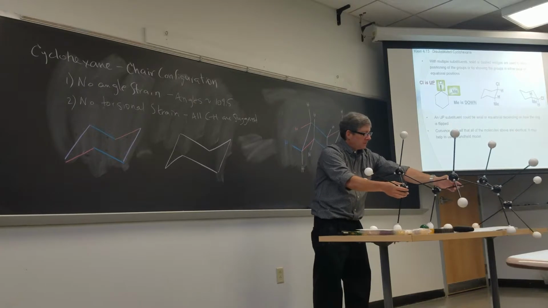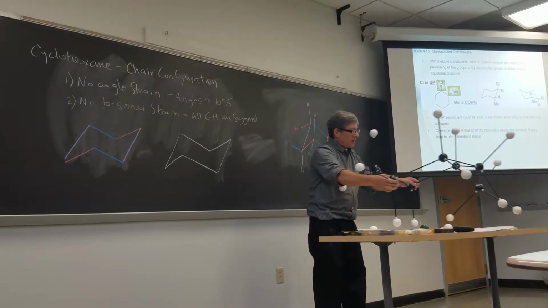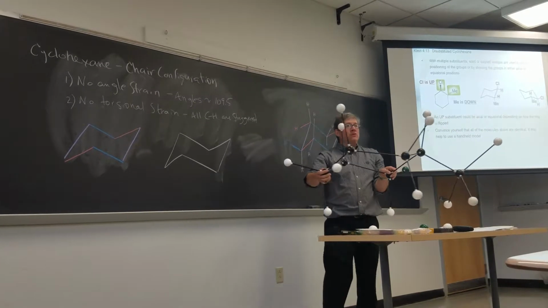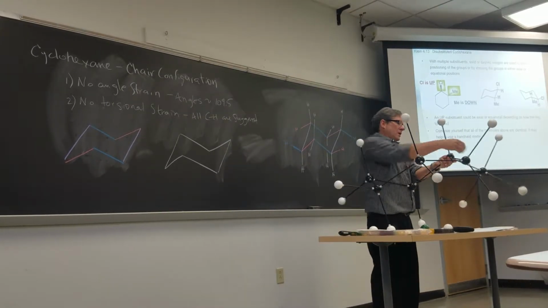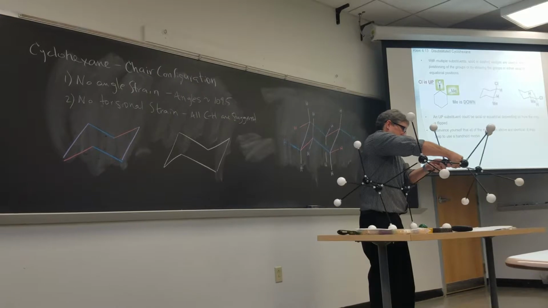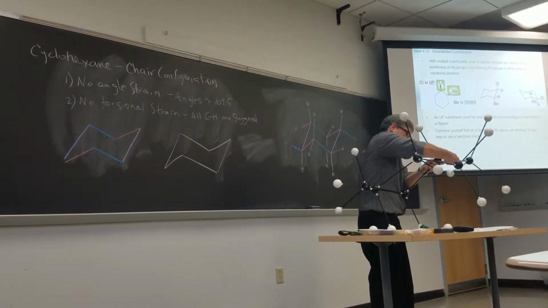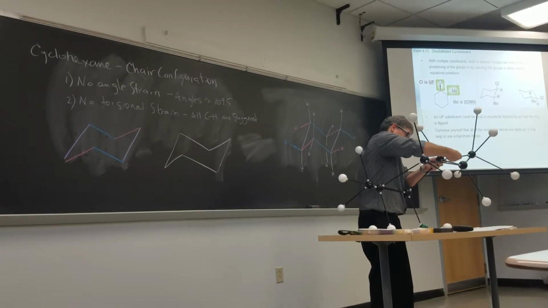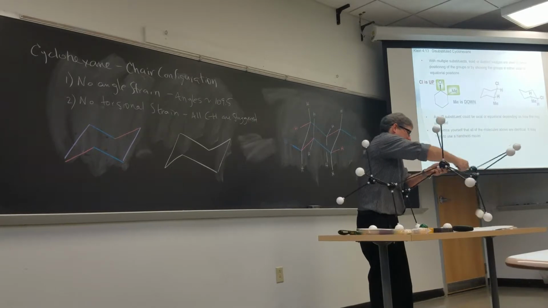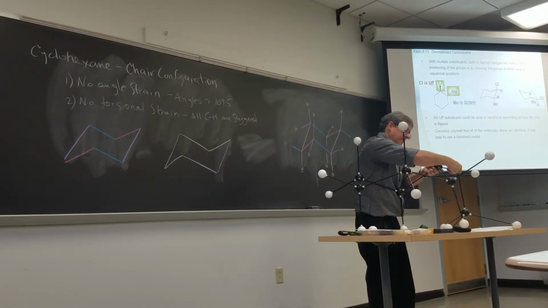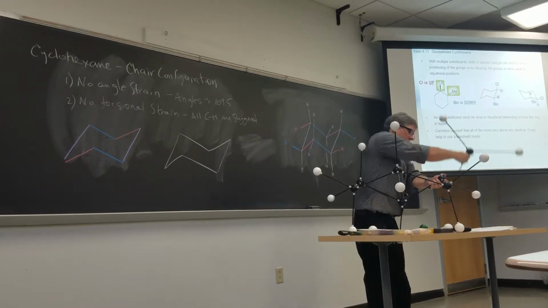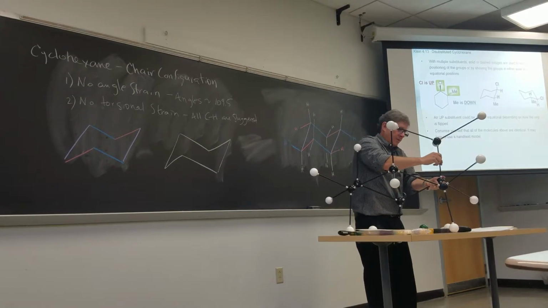Okay? So that one's pretty easy. I can put both groups equatorial. Now what happens if I were to change this? If I can get it out. So that I do a different structure here, where they're both up.